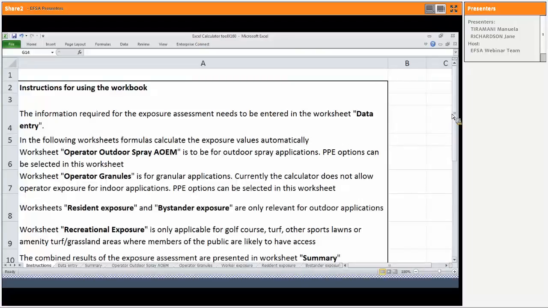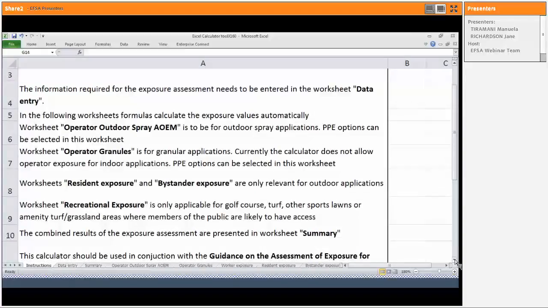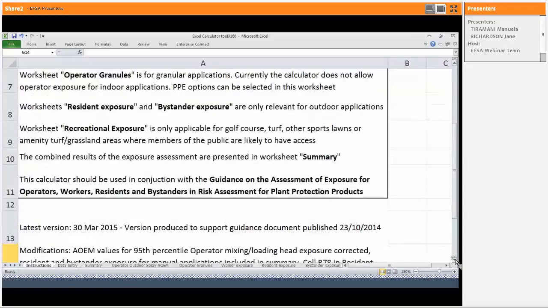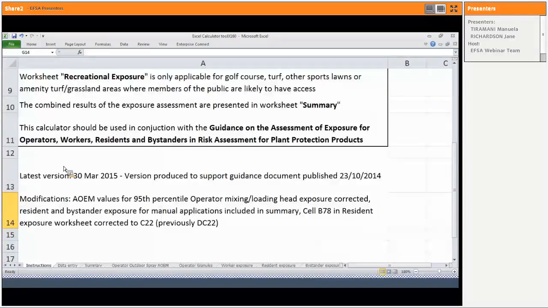Okay, so the first sheet that you should come to is the instructions worksheet, and this just gives you some very brief instructions on which sheets to use. But the most important thing to check is the version number. So whenever we have to make a change to the calculator, we put a new dated version in, and we also provide instructions on what has been changed in the calculator. So you can see here in a previous version there was a small error in the 95th percentile for head exposure, and that's been corrected, and you can see that here. So that's the instructions.